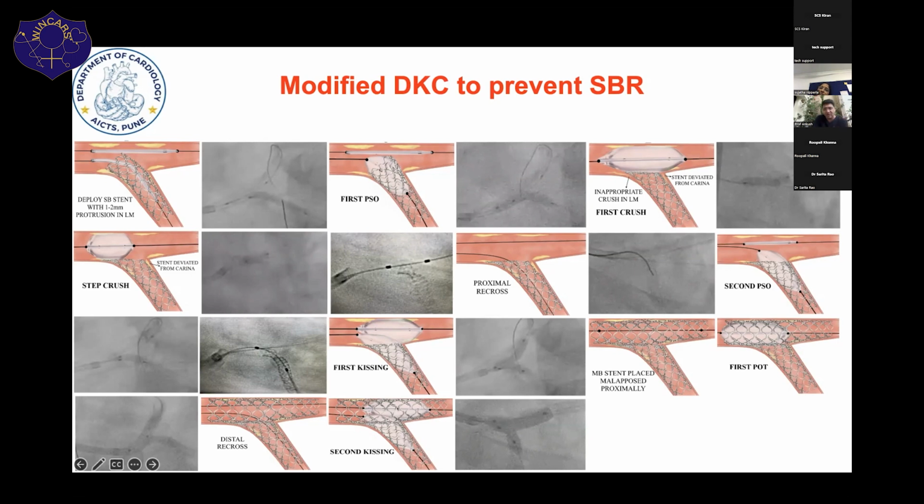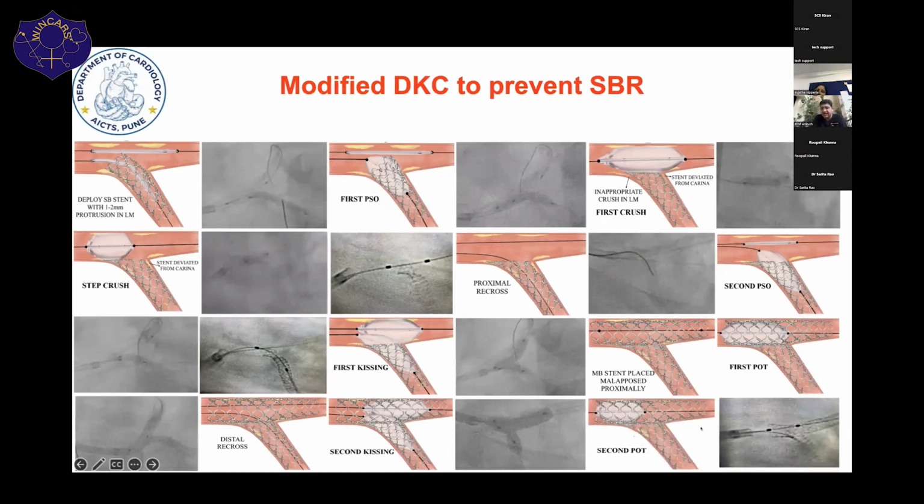Then you go for second kissing, and don't forget to go for an alternate high pressure balloon dilatation before going for second kissing. Then you go for a second POT, and this is the final result. You can appreciate these crush stent struts at the left main. We do believe that in this modified DK crush, you go for a double kissing, double crush, double PSO, double POT to improve the long-term outcome of the side branch.